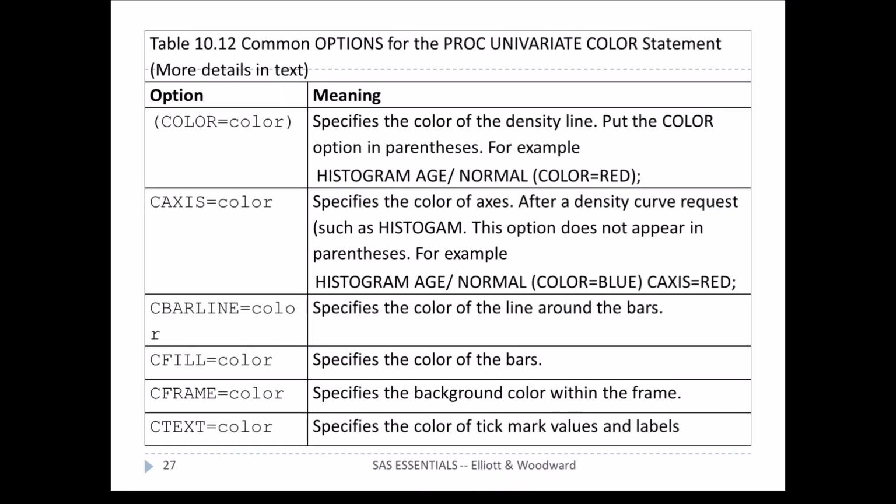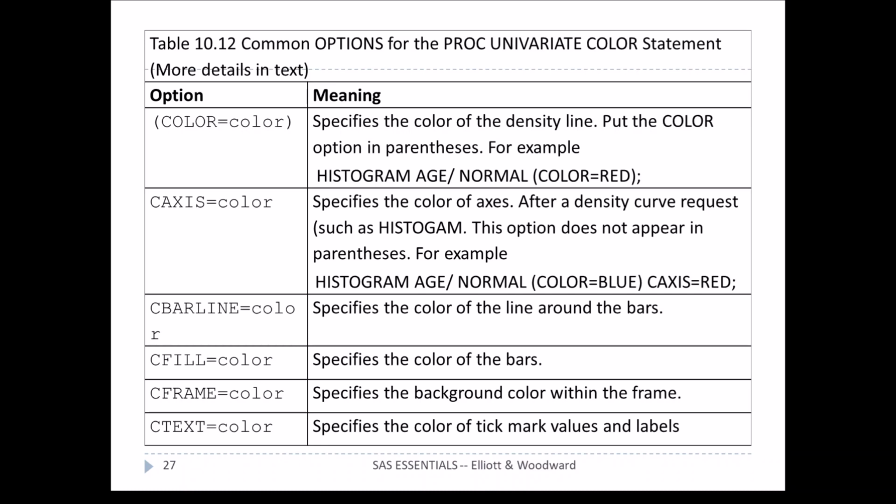All right, so let's look at common options for the PROC univariate color statement. So we can have color equal and name a color. We can have C-axis equal color, which specifies the color of the axis. Again, you can use the same colors that we mentioned earlier. Notice that C-axis equal red, for instance, there.